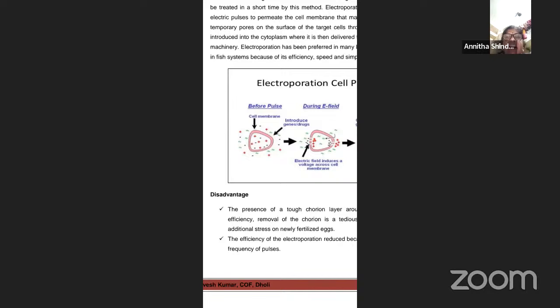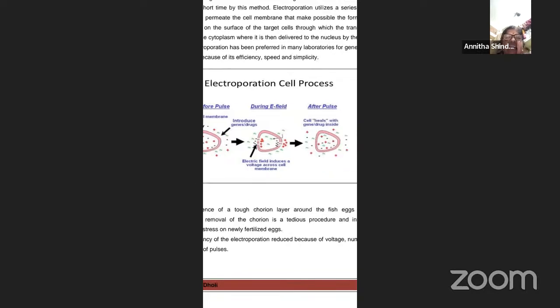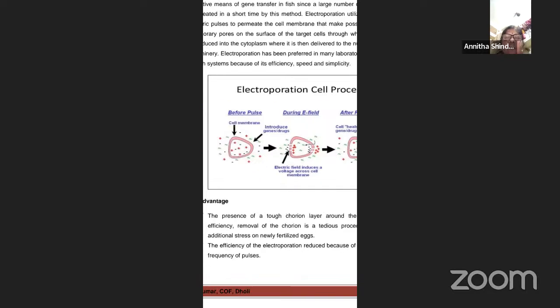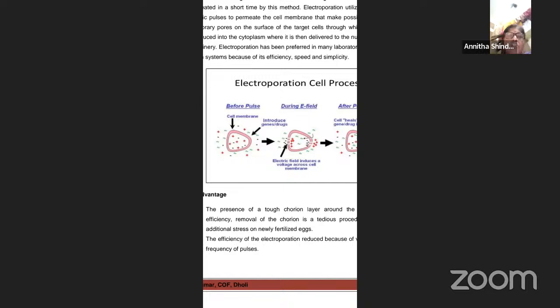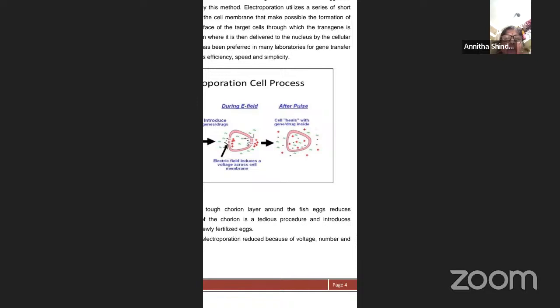Now the disadvantages: the presence of a tough chorion layer around the fish eggs reduces efficiency. Removal of the chorion is a tedious procedure and introduces additional stress on newly fertilized eggs. So here they are saying that fish eggs consist of a chorion layer which is very tough. Removing this chorion is a very tedious job, and extra additional stress is required. Therefore, it reduces the efficiency of this technique.